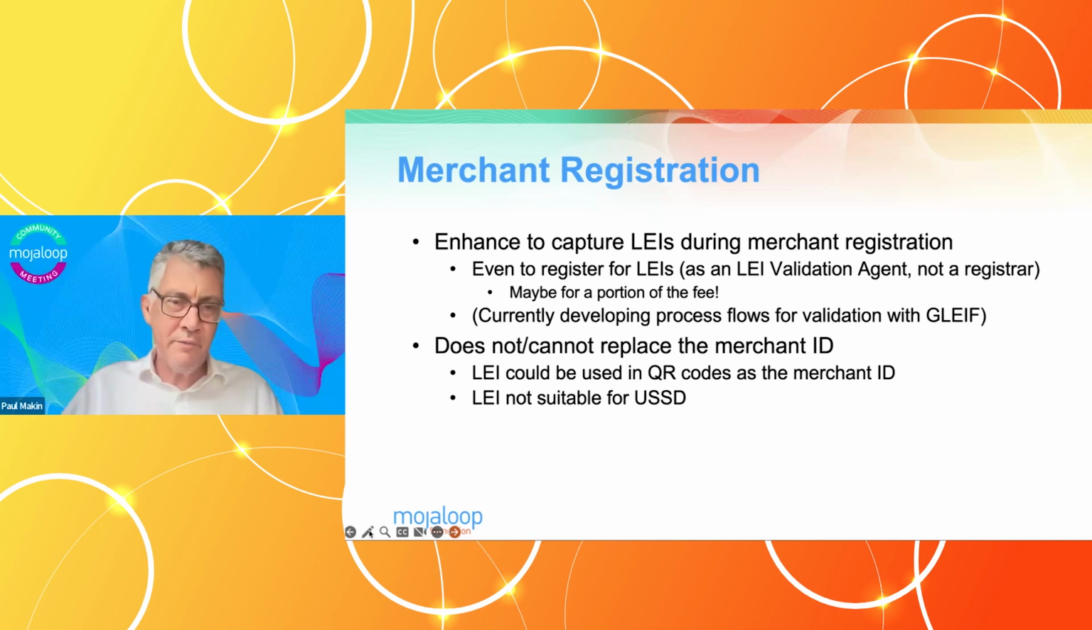The LEI can never actually replace a merchant ID, because an LEI is a 20-character alphanumeric. So although you could be using it in QR codes, you're never going to be using it in USSD, apart from the fact that you're not going to want to enter a 20-digit number, it's alphanumeric. So you can't use that with USSD, obviously.